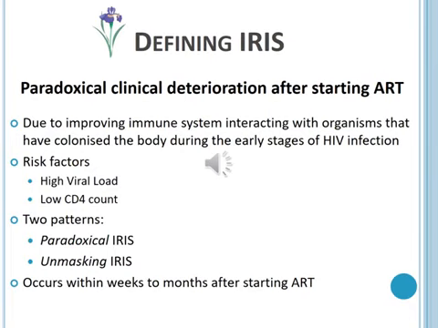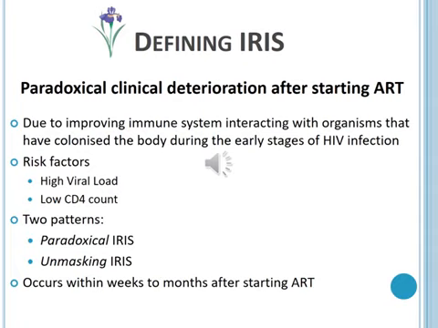Paradoxical IRIS is when you do screen a patient prior to initiation and you diagnose him with active TB. You start the TB treatment and then wait with initiating the ART. And then once you initiate the ART, despite being on TB treatment, they still deteriorate.